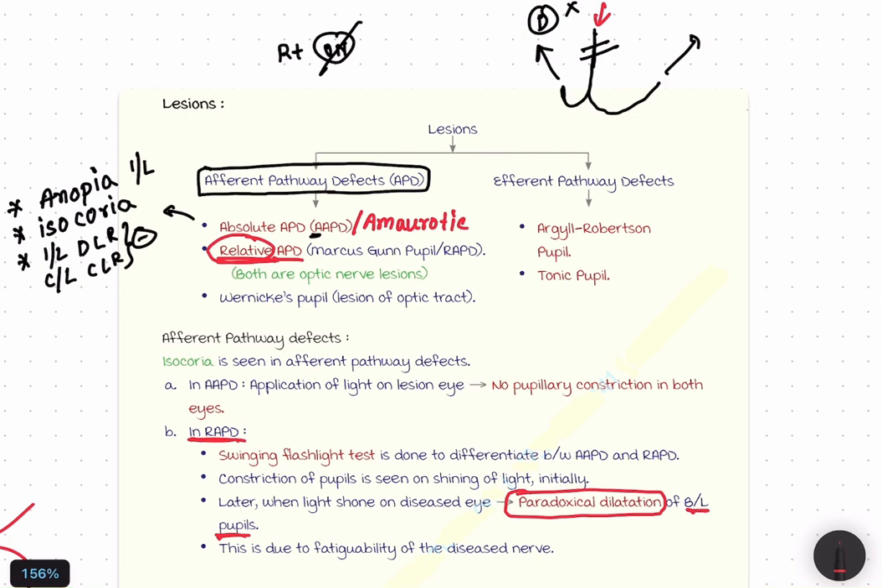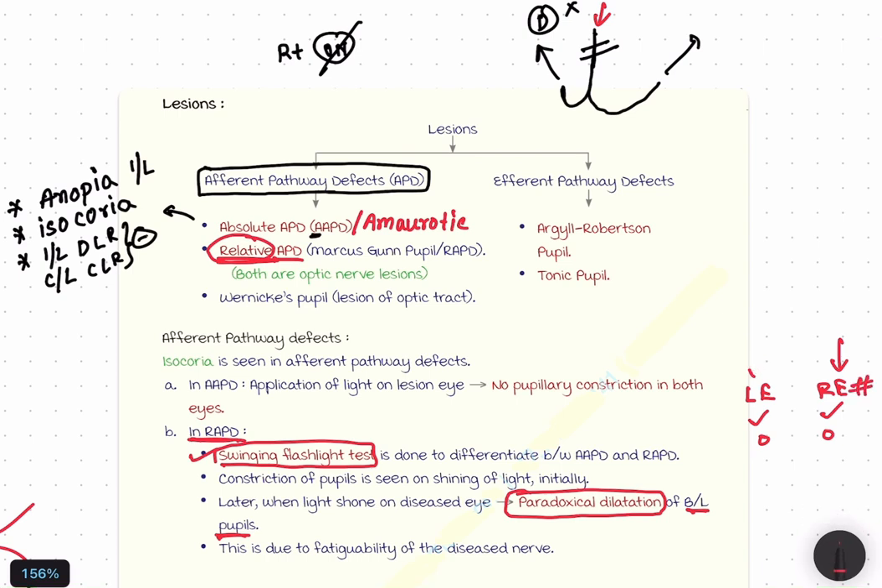Here we do the swinging flashlight test. Supposing my right eye is defective and the left eye is normal. When I give light on the left eye, the left eye's direct reflex will be present, and the right eye's consensual reflex will be present or absent? Present, because it's an afferent defect. Present means both eyes will constrict. But when I give light to the right eye, what will happen?